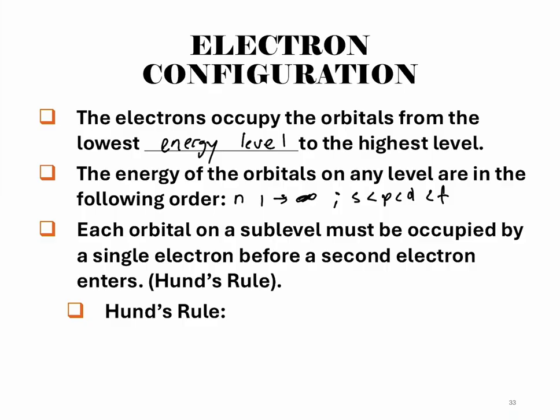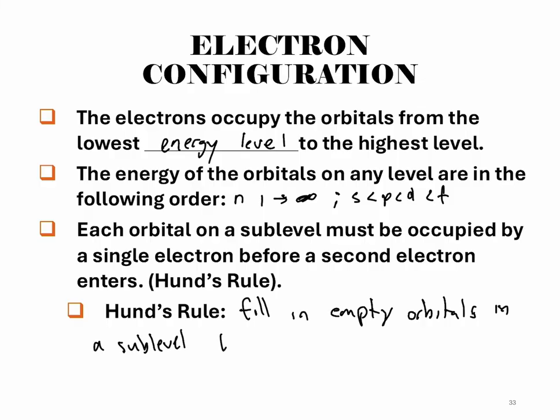In that specific way, each orbital on a sublevel must be occupied by a single electron before you can start filling in the second electron. That's what Hund's rule says: that we fill in empty orbitals in a sublevel before putting two electrons together.